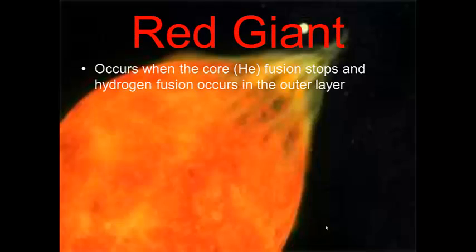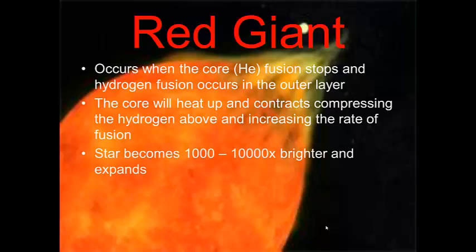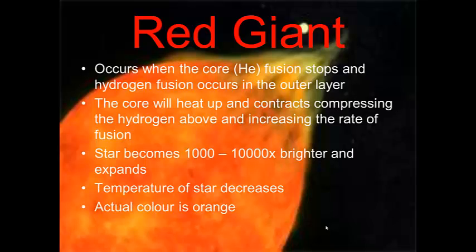What is a red giant? A red giant occurs when the core or helium fusion stops and hydrogen fusion occurs in the outer layer. The core will heat up and contract, compressing the hydrogen above, and increase the rate of fusion. A star becomes 1,000 to 10,000 times brighter and expands. The temperature of the star decreases, causing it to look orange or red.